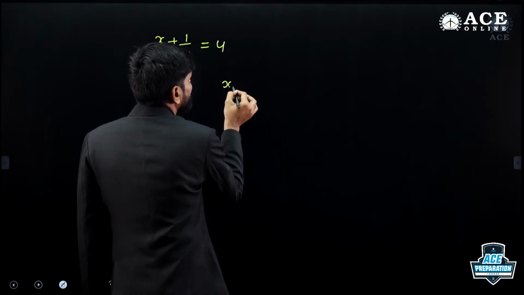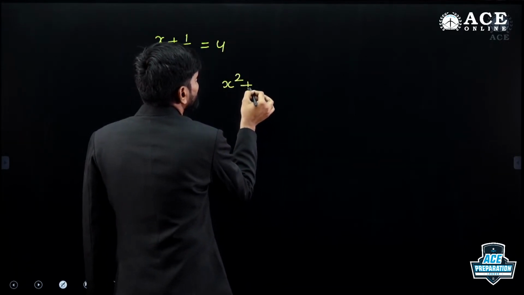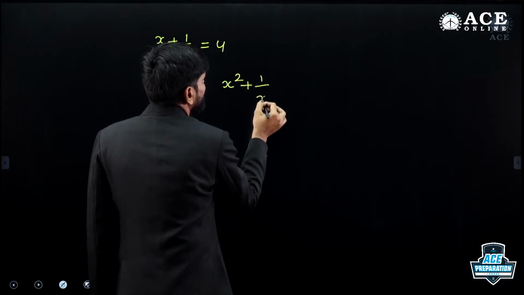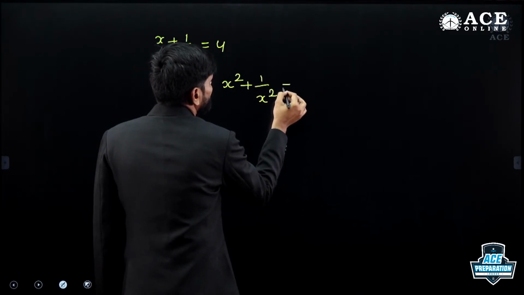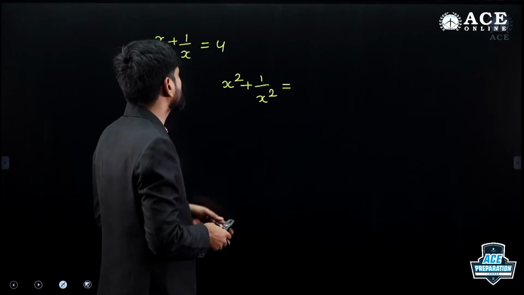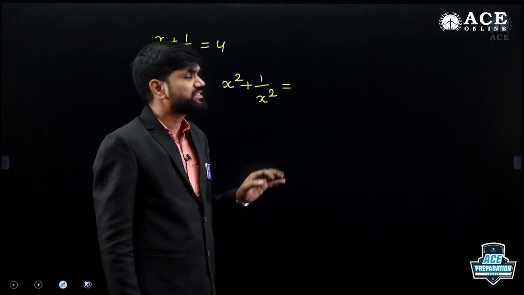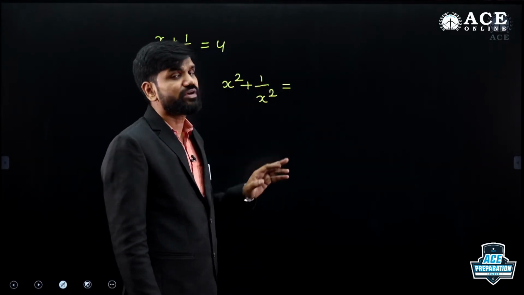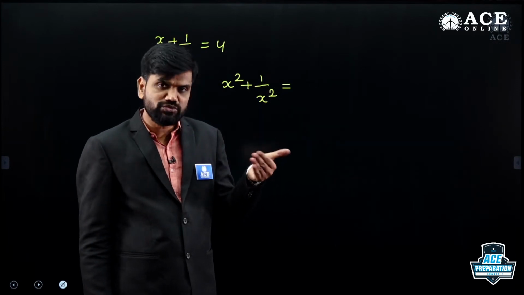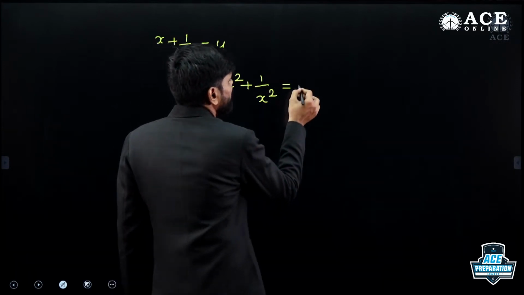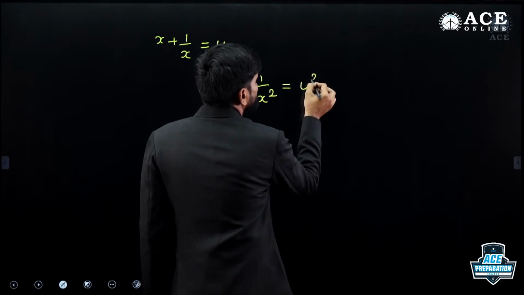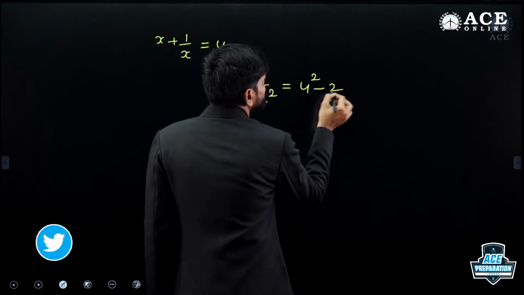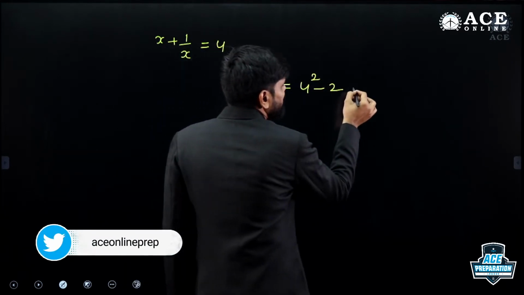From this you tell me the x square plus 1 by x square value, dear. X square plus 1 by x square value will be what? P square. It is looking like x plus 1 by x equal to p. Hence I can say that x square plus 1 by x square equal to what? P square minus 2. In place of p I have 4. Hence it will be P square minus 2. That will give you how much, dear?